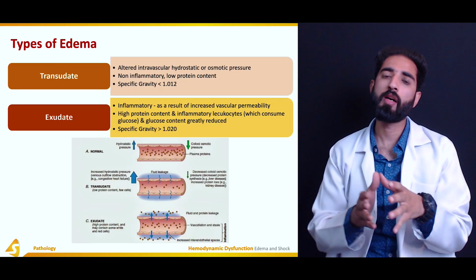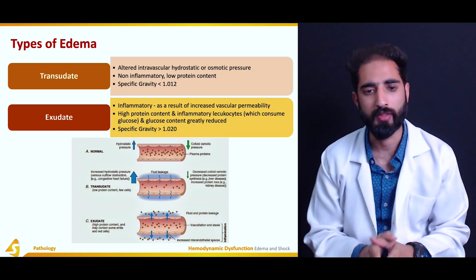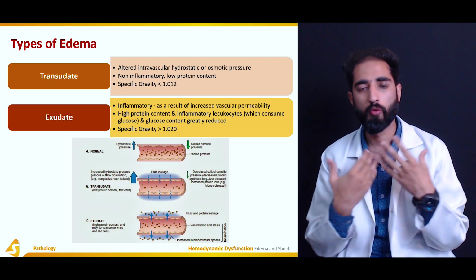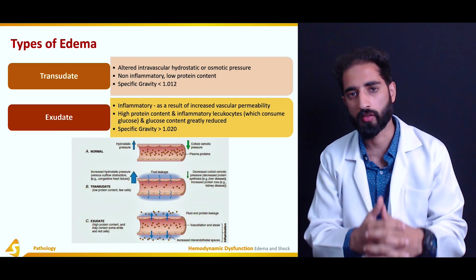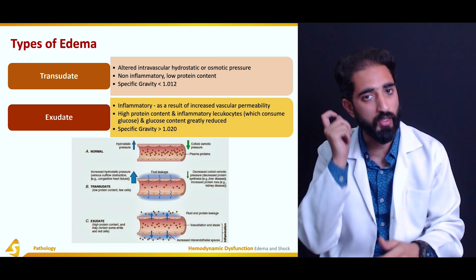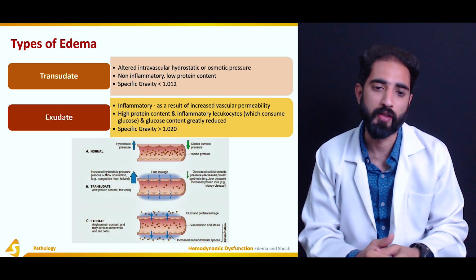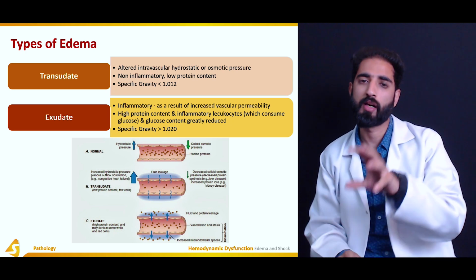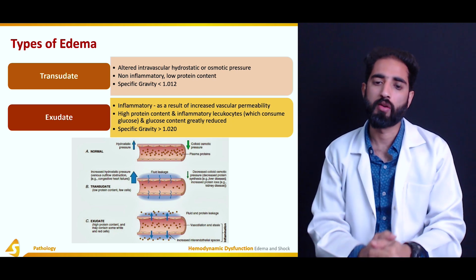Now, the edema is of two types based on the type of the fluid that comes out of the blood vessels into the interstitial spaces. It can either be transudate or it can be exudate. So transudate and exudate are actually different based on their composition.